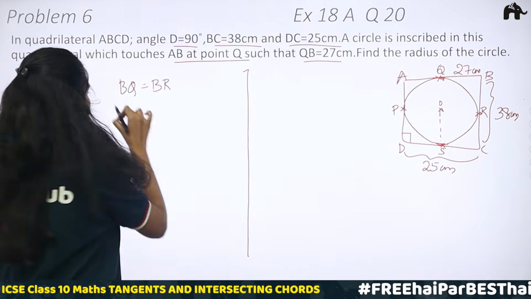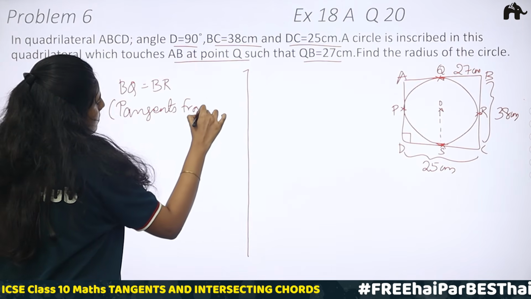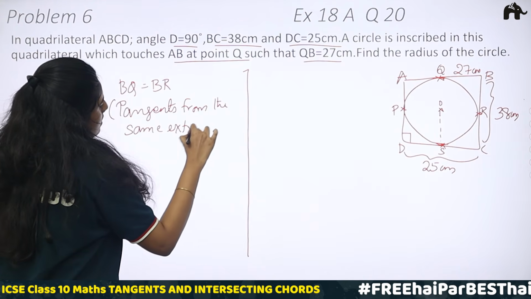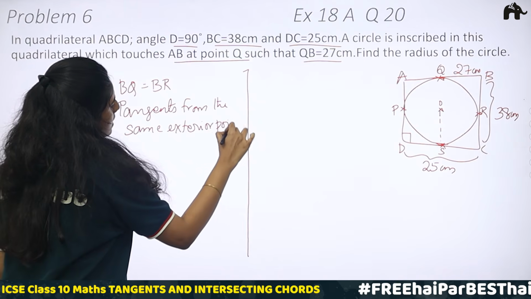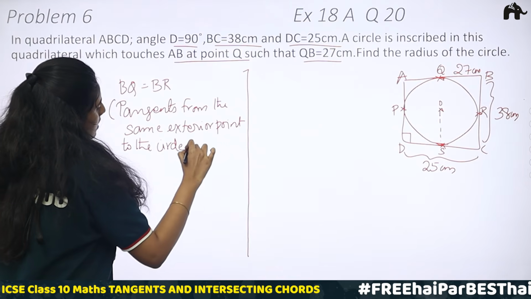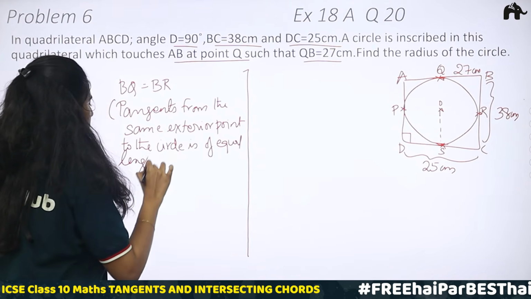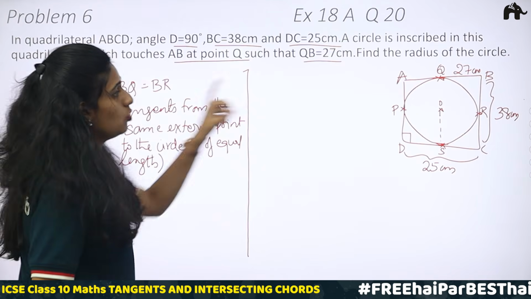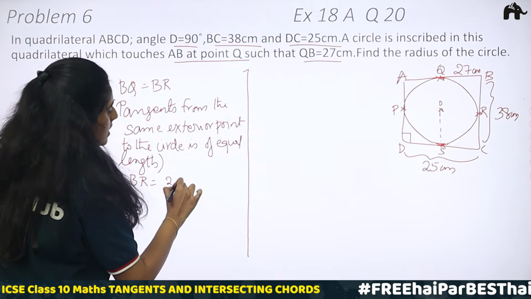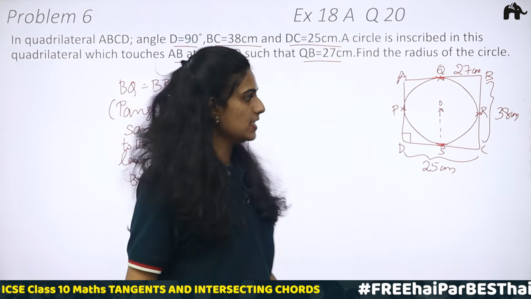What is the reason? Tangents from the same exterior point to the circle are of equal length. Okay, then what is BR? BR is equal to 27 centimeters. Here BR is equal to 27 centimeters.